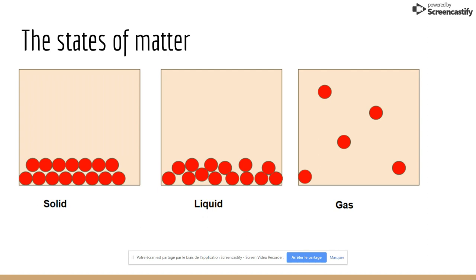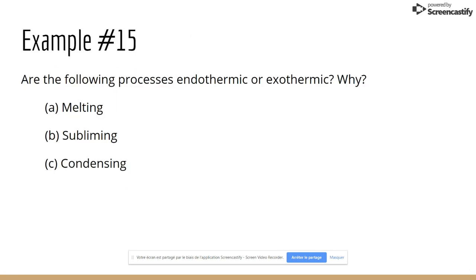Solid to liquid is melting. Solid to gas is sublimation. Liquid to gas is either evaporation or boiling. We'll discuss in class the difference between the two. Gas to liquid is condensation, liquid to solid is freezing, and gas to solid is deposition. If you go up in energy, it's going to be endothermic, and if you go down in energy, it's going to be exothermic. Pause here.